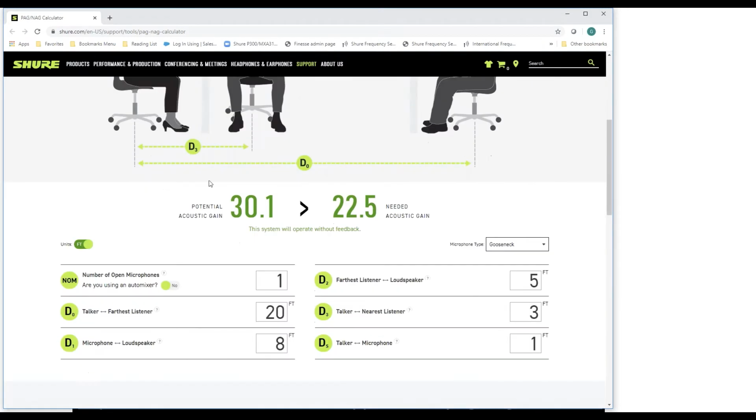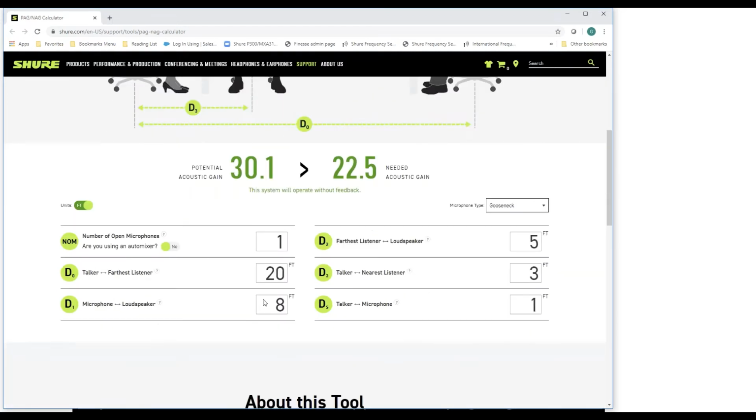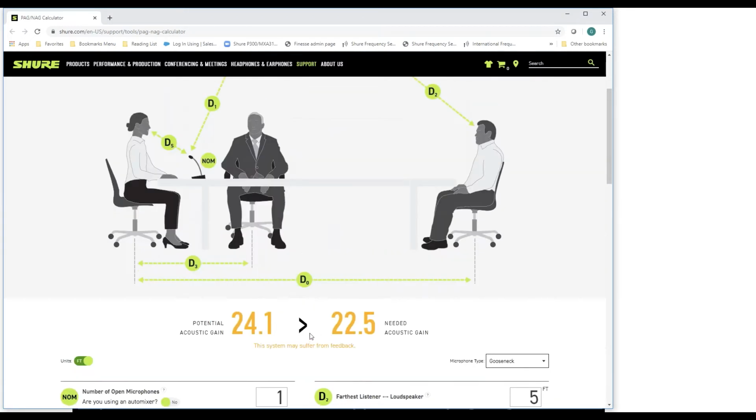However, if we want to try and replicate this, that loudspeaker is not 8 feet away from that talker. It's probably only like 4 feet. So let's go back to 4 feet here. Oh, all right. Now we're kind of within that margin where we might get feedback again.